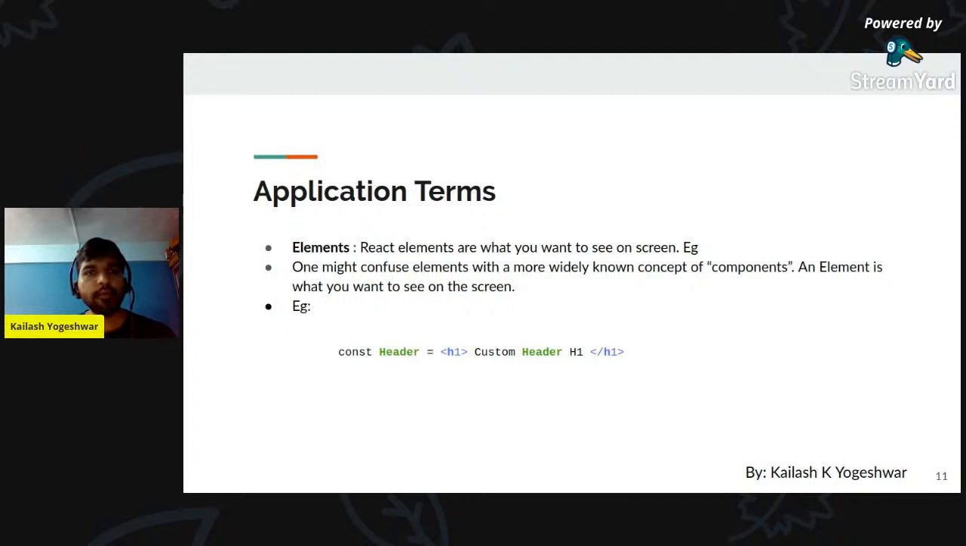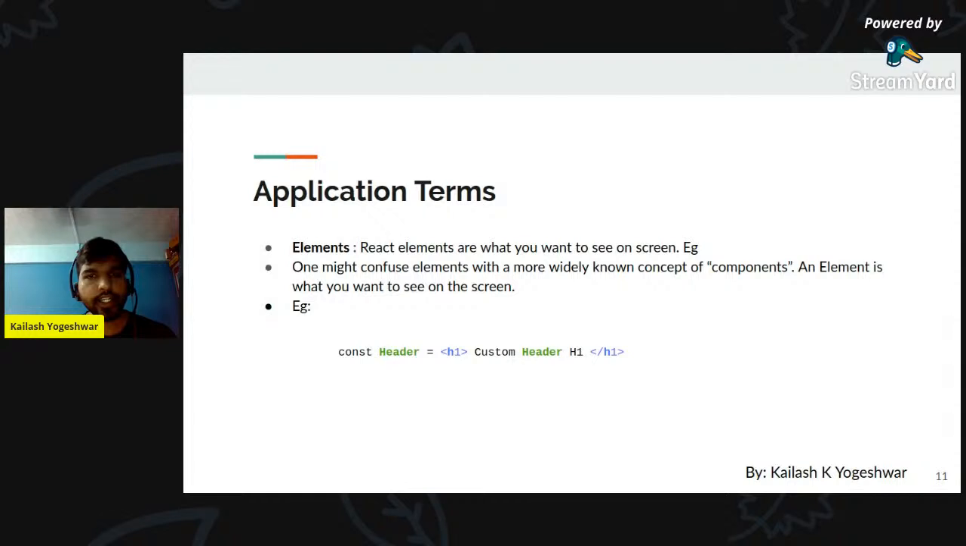So elements are nothing but the React elements that you want to see on a screen. It can be a header, your h1 tag, and the h1 tag can be saved in a variable. So you can declare a variable and save the HTML tag in it. If you do a declaration like that in a normal JavaScript file and try to run it in your browser, it will give you an error for the syntax that you have used. Such syntax is only understood by your JSX compiler as well as the Babel compiler.